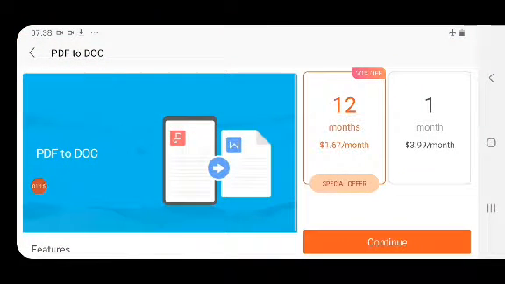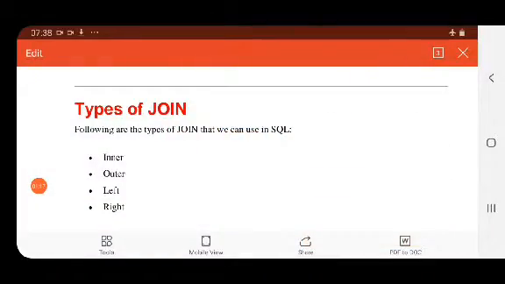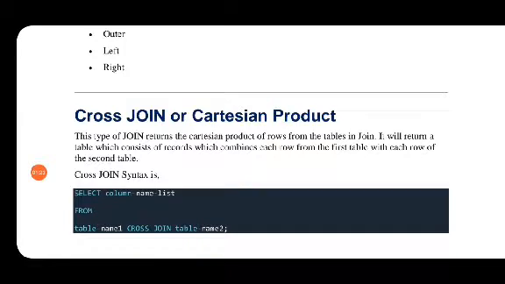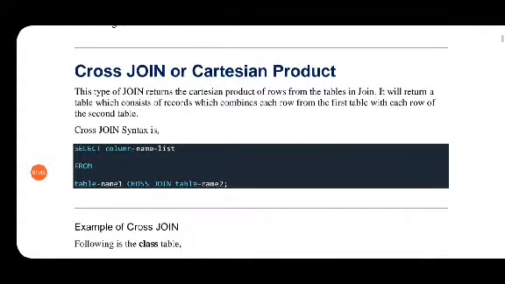So first we will be learning cross join or Cartesian product. The cross join is also known as Cartesian product. So this type of join returns the Cartesian product of rows from the tables in join. It will return a table which consists of records which combines each row from the first table with each row of second table. Let us see what is the syntax. Select column name list from table name 1, cross join table name 2.